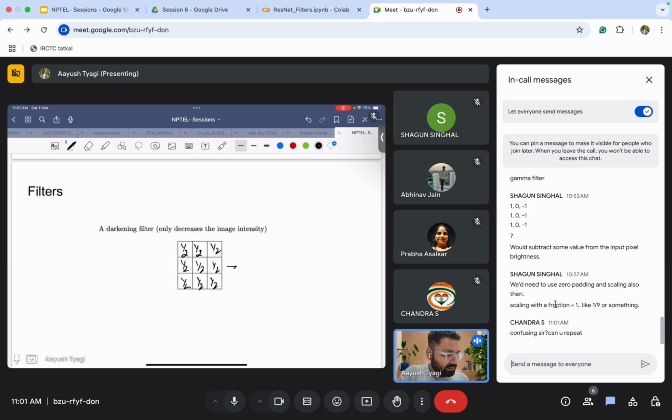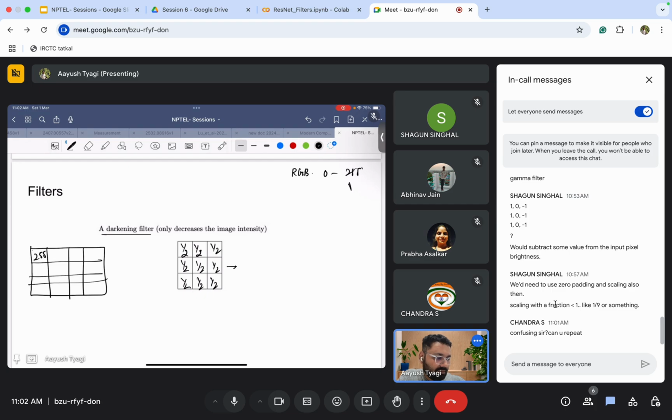So what we are saying is we want to create some sort of a darkening filter. So what is a darkening filter? It basically reduces the intensity of the image. And how do you reduce the intensity? Suppose you have an image which is completely white. So 255 is the maximum, right? The RGB range is between 0 to 255. So we are at this point. So it's very high brightness.